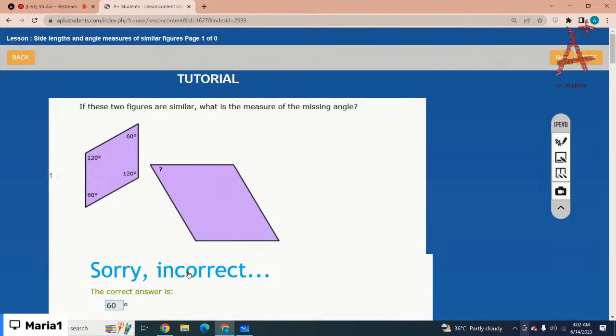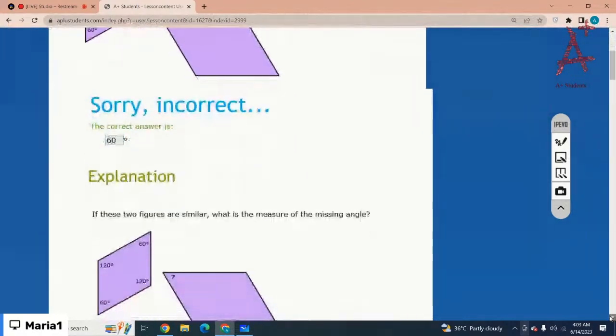Okay, if these two figures are similar, what is the measure of the missing angle? If you just rotate this image, then this angle is similar to this one. Got it? So it would be 60 degrees. You have to rotate either this image or this image so that the similar sides are on the same side. So the similar angle is 60 degrees.